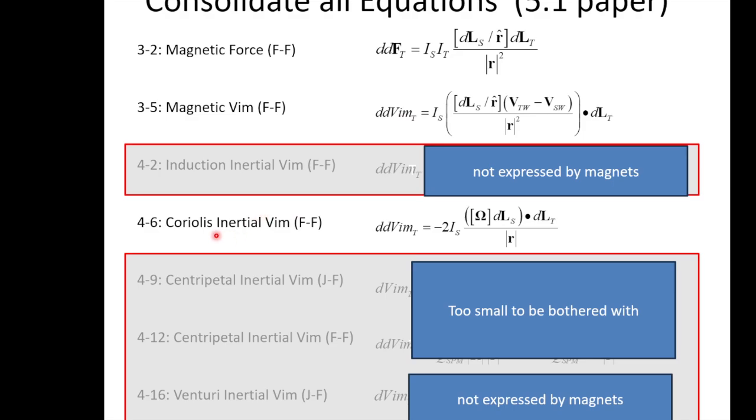Now, the induction inertial effects are not expressed by magnets because there's no time-changing current in a magnet, unless, of course, you break the magnet. In that case, you may have to do this. Okay, the Venturi inertial forces are not expressed because there is no current speed up due to current squeezing together. All you have is a bunch of orbitals. Everything's traveling at the same speed all the time. There's no acceleration. Now, centripetal effects are there, but they are too small to be bothered with.